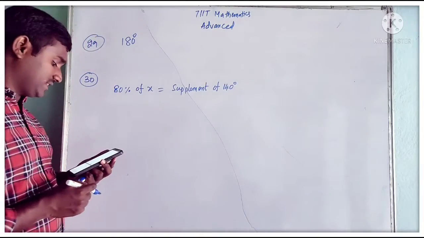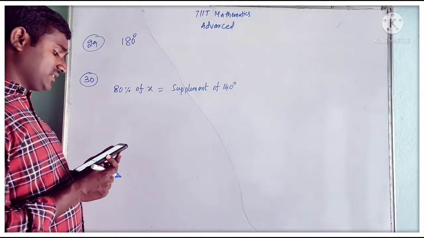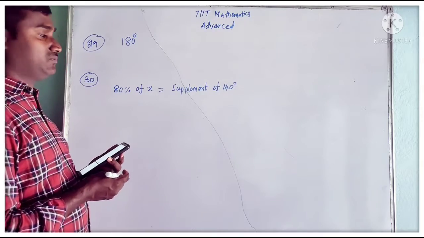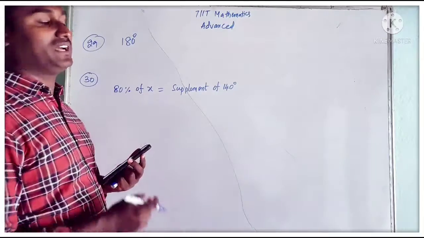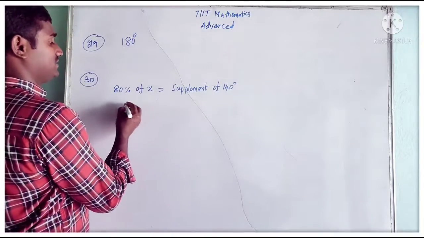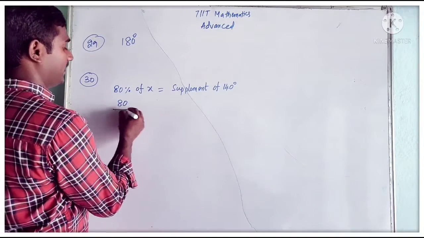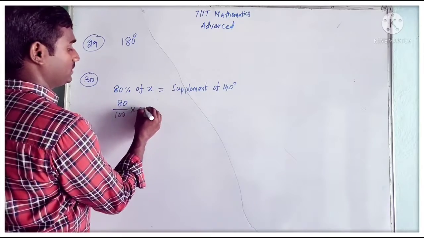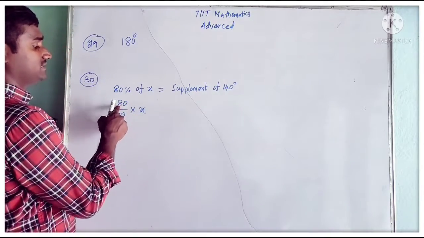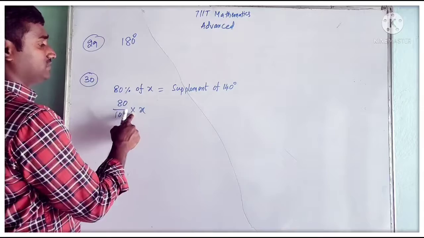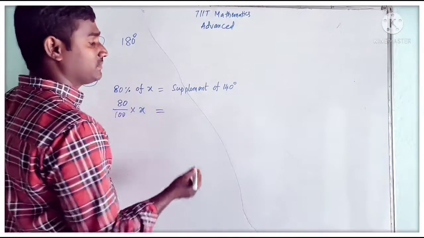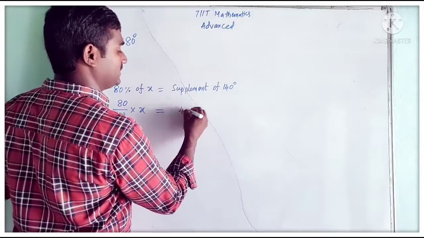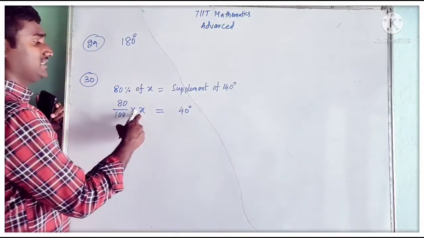Question number 30. If 80% of x is the supplement of 140. 80% of x equals the supplement of 140. 80% of x we can write as 80 by 100 into x. Now x is equal to the supplement of 140. What is the supplement of 140? 40 degrees. So 80% of x equals 40.